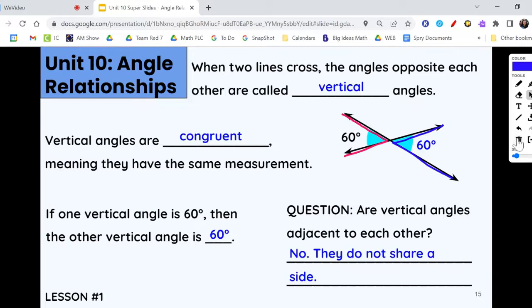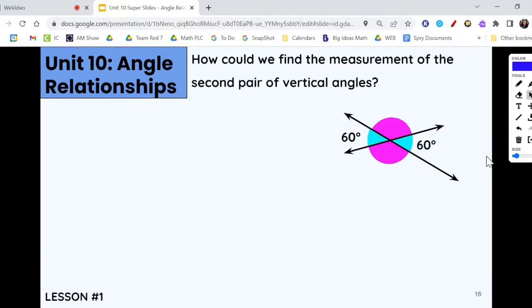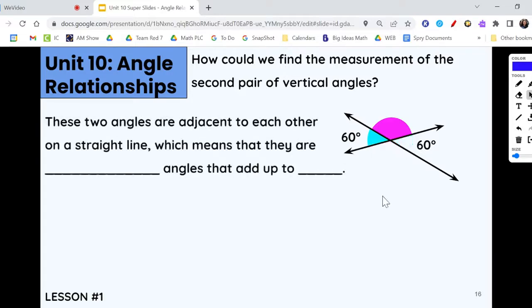All right, moving on. How can we find the measurement of the second pair of vertical angles? So we know both of these are 60 degrees. How can we find what the pink angles are on this diagram? Well, these two angles, the blue angle and the pink angle, are adjacent to each other on a straight line. So here's a straight line. And we know that straight lines add up to 180 degrees, right? So these two angles are adjacent to each other on a straight line, which means that they are supplementary angles that add up to 180 degrees.